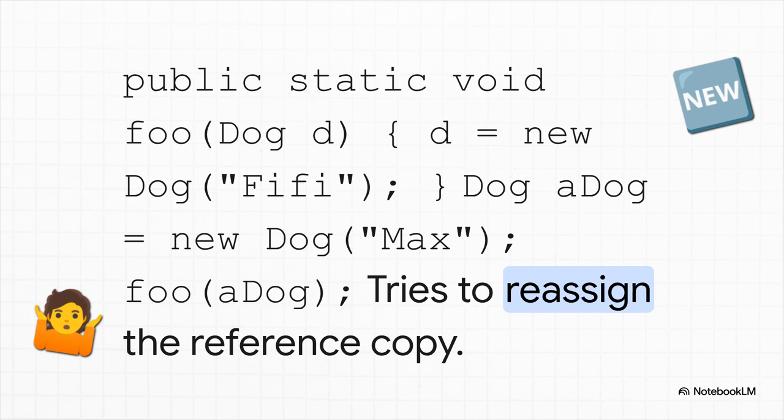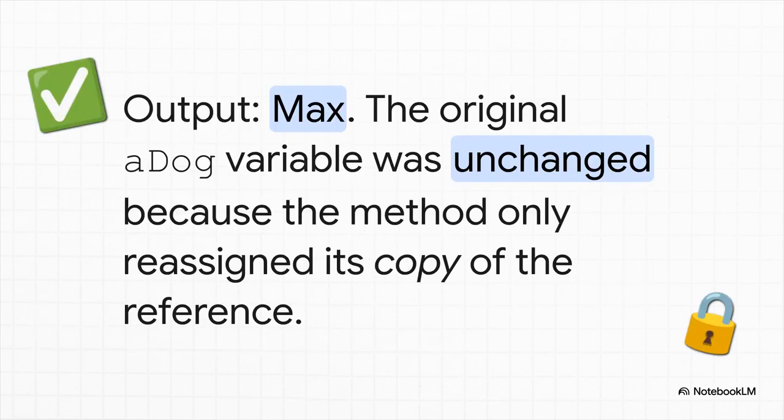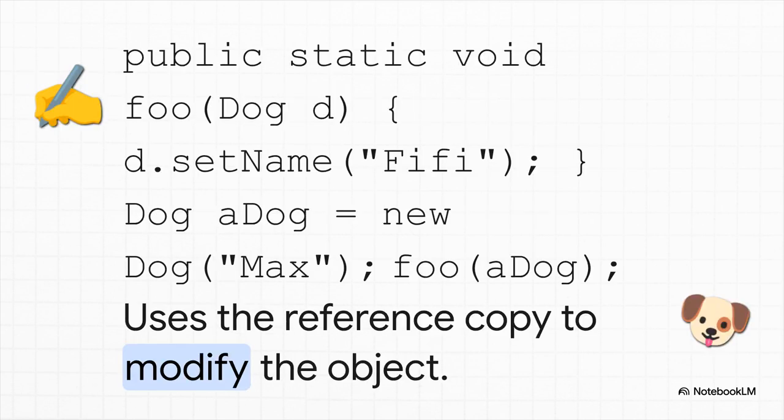Now, inside the method, it gets a copy of our remote. And what does it do? It tries to make its copy point to a totally new dog, Fifi. So what happens when we check the name of our original dog? The output is Max. It didn't change at all. And why not? Because inside that method, all we did was repoint the copied remote. Our original remote, aDog, never stopped pointing at our original dog, Max. It was completely ineffective.